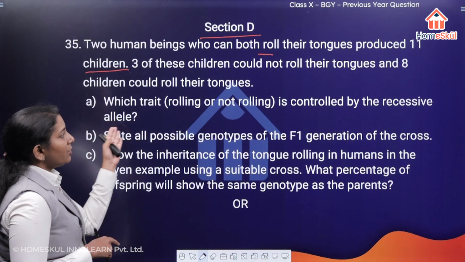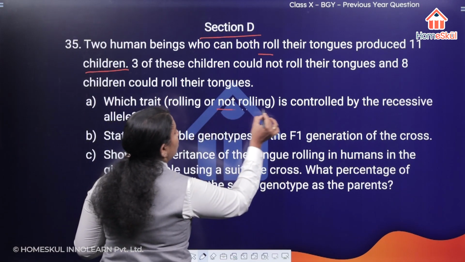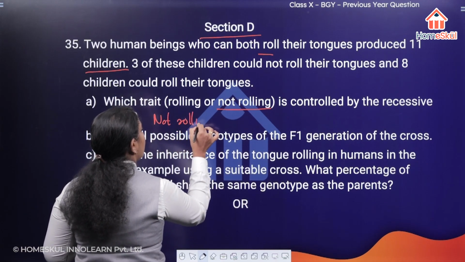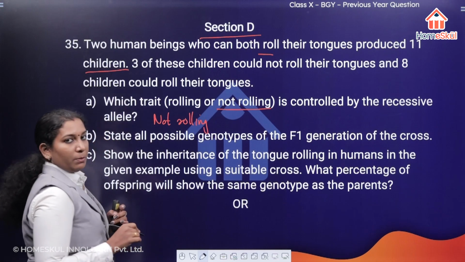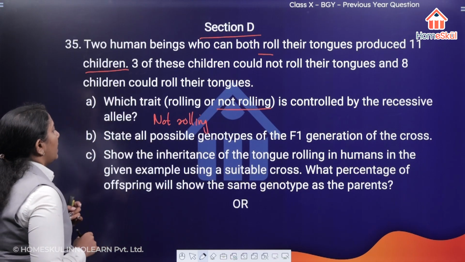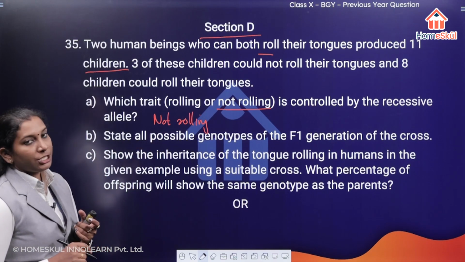Right, so which trait is controlled by the recessive allele? That is the non-rolling tongue. Not-rolling tongue will be acting as the recessive trait, the recessive allele. So, state all possible genotypes of the F1 generation of this cross.